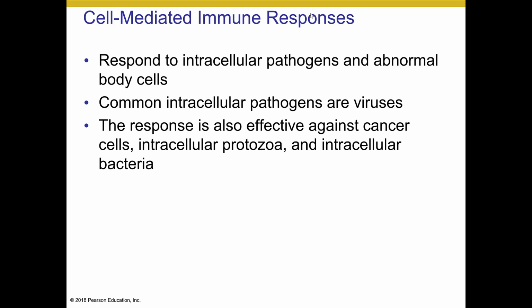This is a response against intracellular pathogens and abnormal body cells. So specific, intracellular pathogens are more often than not viruses, because viruses can't exist on their own, right? So when you're first invaded by a virus, yeah, there might be a short amount of time where there's going to be free-floating virus in your blood. But it can't exist like that for a long time, and the virus wants to infect one of your cells through those processes that we talked about when we talked about viral replication.